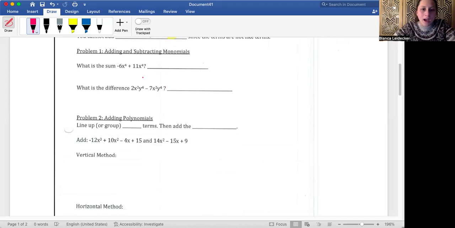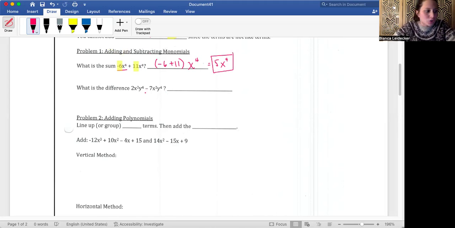So if we wanted to add or subtract monomials, for instance, we have negative 6x to the fourth power plus 11x to the fourth power. Really what we can do is add the coefficients, right? Negative 6 and 11. So I'll break it down and show you we could add negative 6 plus 11. And then the variable part of the monomial is not going to change. So we're going to keep that x to the fourth power the same. And then negative 6 plus 11 would be 5. And so then we'll bring that back with our variables. It's 5x to the fourth power.